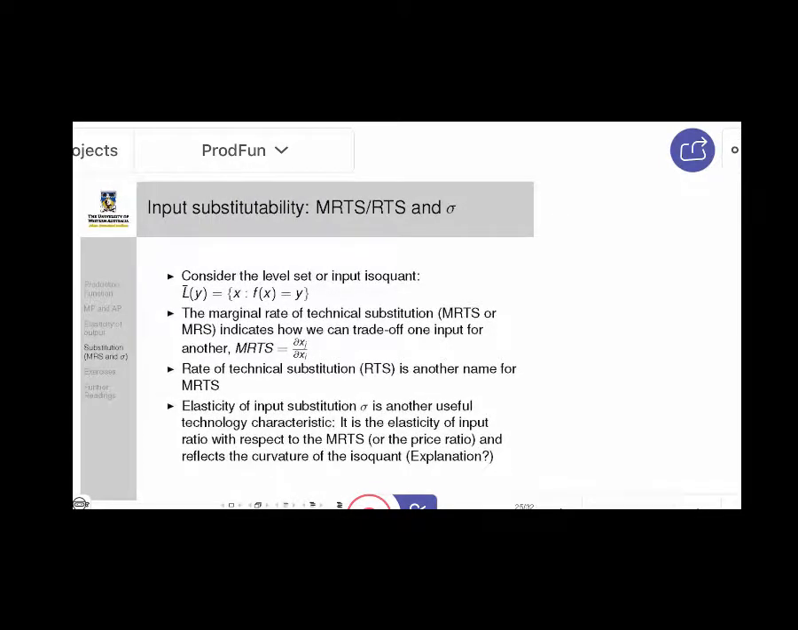So the third concept we want to look at is the idea of input substitution. There are different ways to think of input substitution. One of them is to look at what you can do in terms of trading off one input for another as you produce a fixed level of output, let's say y.